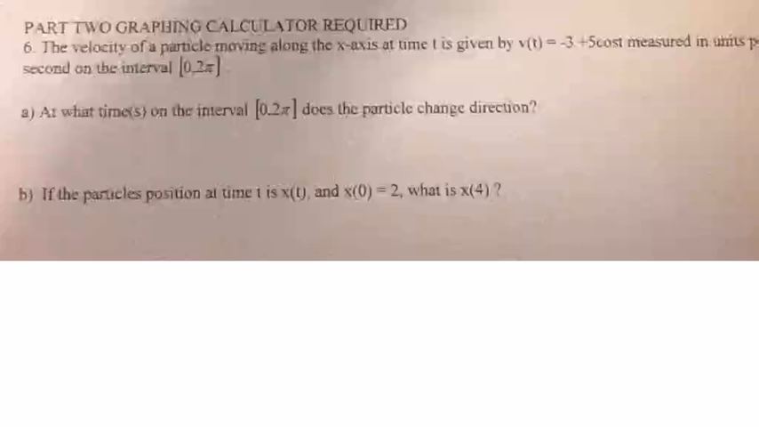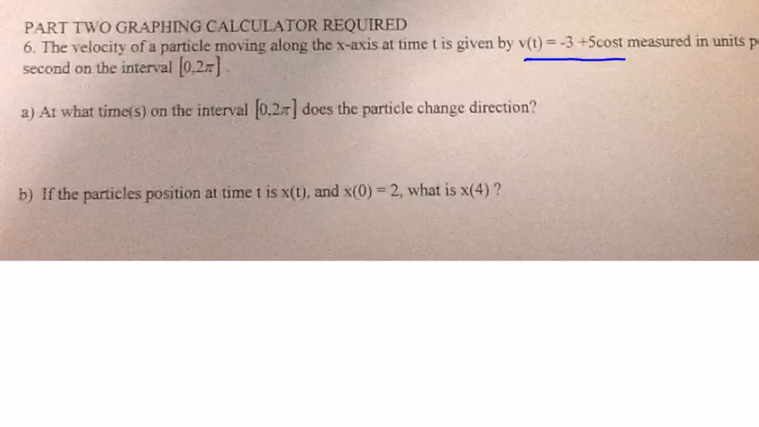So it says at first, notice they give me v of t, and it's measured in units per second on the interval from 0 to 2 pi. And it asks me, when does the particle change direction? So you should know from before that x is position, right? So that's the direction that it's going, or where it is, right? And the derivative of x is v.